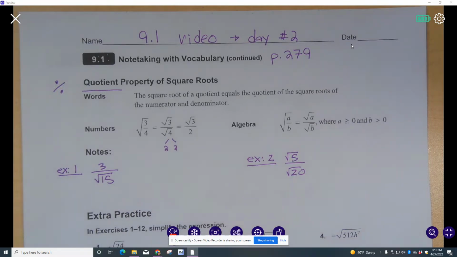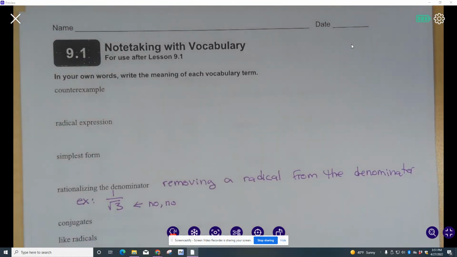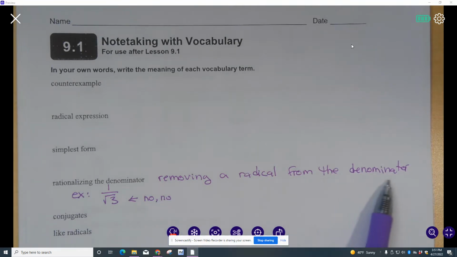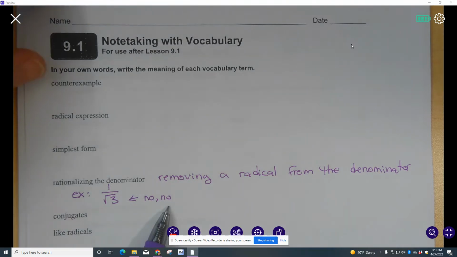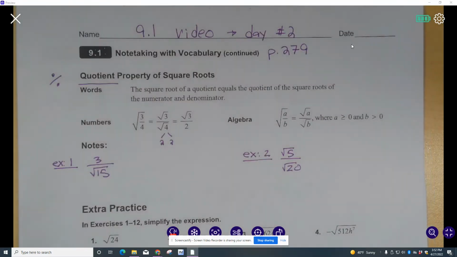The other thing that we're going to look at in this section is something we put in our vocab on page 278. We put in our vocab what rationalizing the denominator means. It means removing a radical from the denominator. So today we're looking at fractions, and when we have a rational or a square root in the bottom, or in the denominator of our fraction, that is a no-no. So we're going to learn how to get rid of that rational in the denominator.